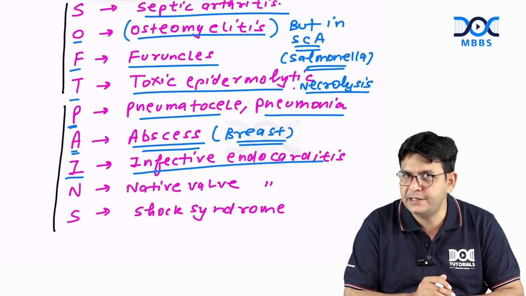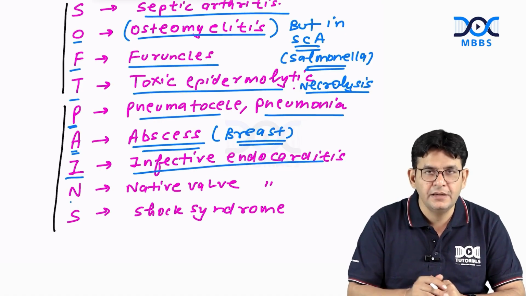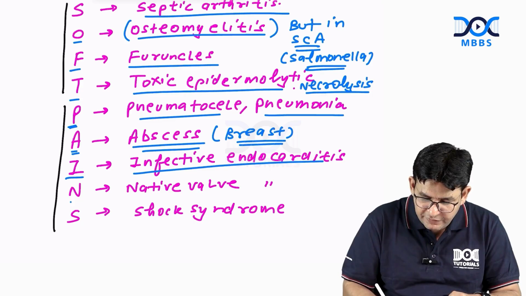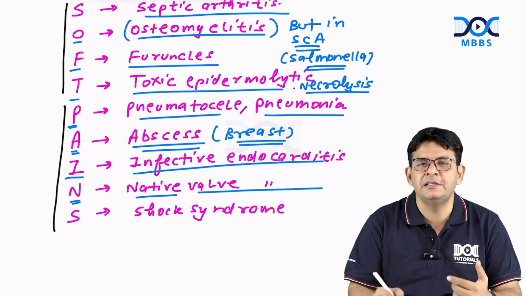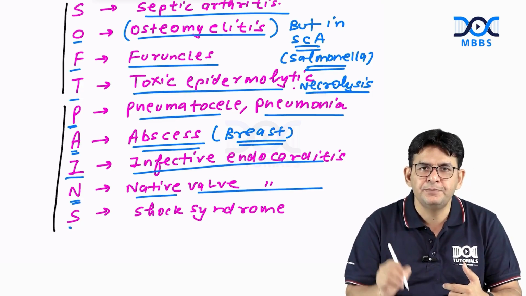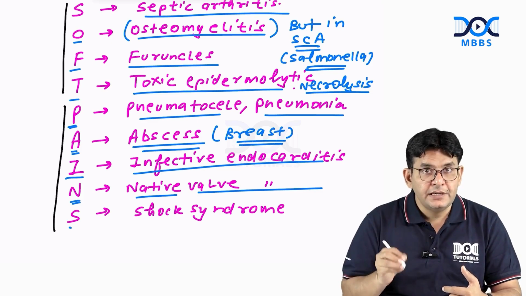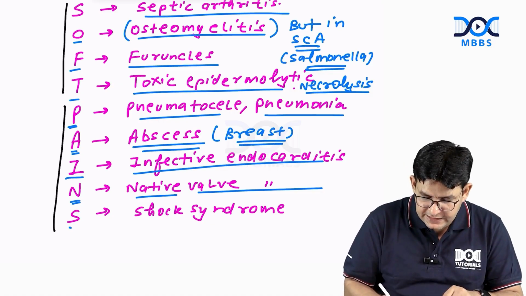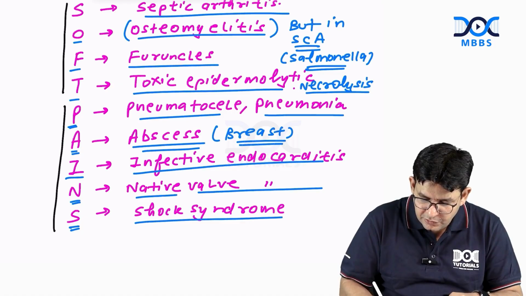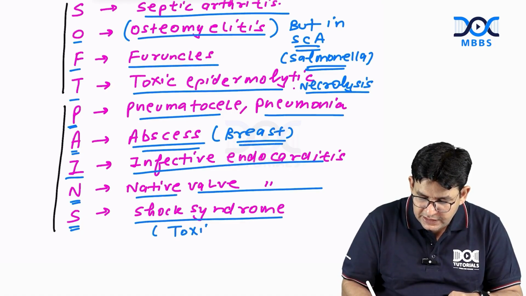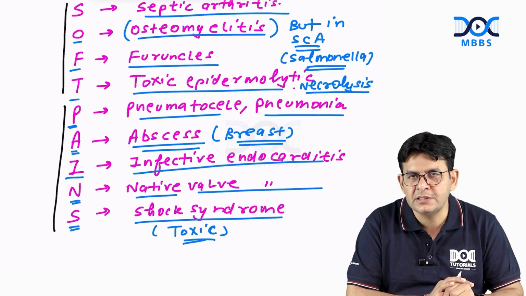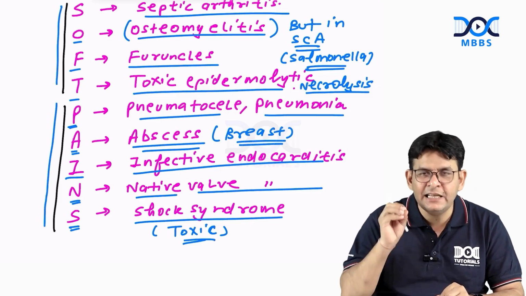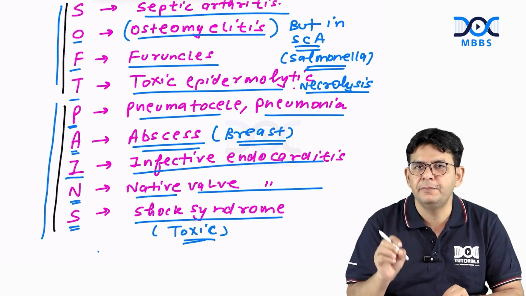I is what? Infective endocarditis. One of the common causes of infective endocarditis is Staph aureus. And in fact, we should remember native valve endocarditis is done by this particular Staph aureus. And native means what? Original valve is being damaged by Staph aureus. S is what? That is the shock syndrome. Which shock syndrome? Toxic shock syndrome. So if you remember this stuff, at least something you will be able to recall in the exam.